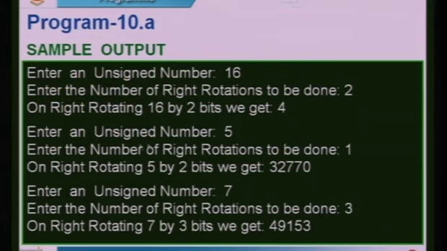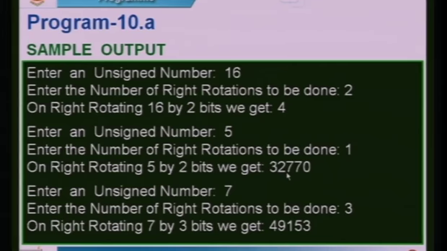Similarly, enter an unsigned number. I am taking an odd number. When I am taking the odd number, enter the number of right rotations to be done. It is 1. So when I perform the right rotation by 1, the value I will be getting there is 32,770. How exactly am I getting 32,770 there?